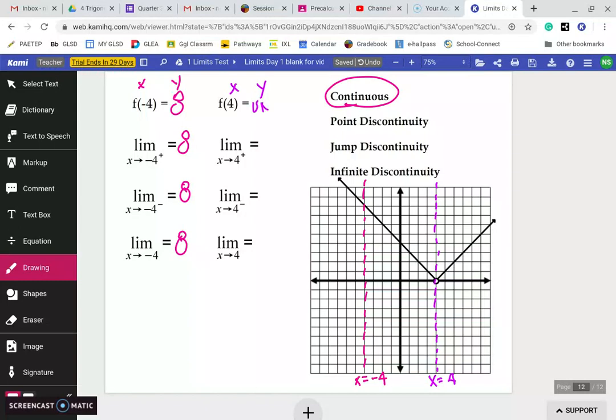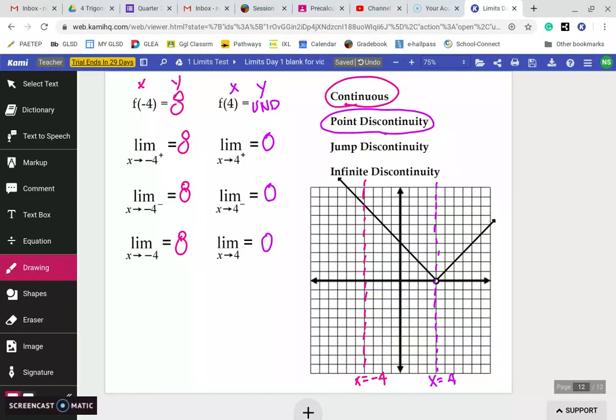And remember, this is not DNE. DNE is for limits only. So this value is undefined. There's no value there. So from the right, my y value looks like it's going to be 0. From the left, same thing. And since those two match, that's my overall limit. Now this one's not continuous because my function value is different. This one's actually a point discontinuity.